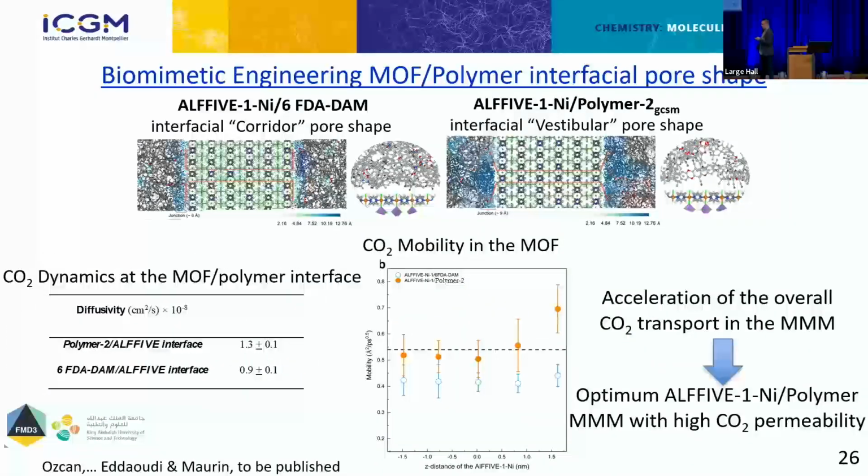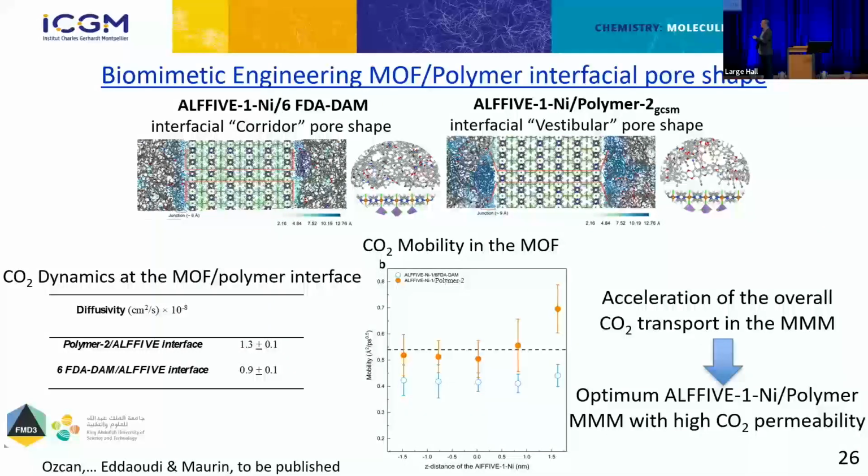And then again, after we analyzed the diffusivity, it goes in the same trend. We have an acceleration of the diffusivity in the other polymer we found compared to 6FDM DAM. Interestingly, we are not only able to accelerate the transport at the interface, but we also have a propagation of the acceleration towards the MOF. Here you see the data I showed you before with the flat profile for the 6FDM DAM, a flat profile for the diffusion along the MOF channel.